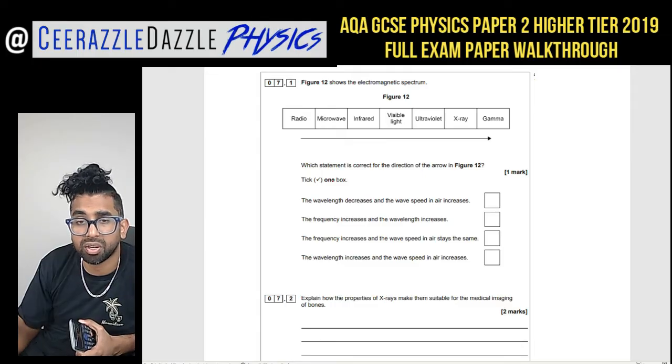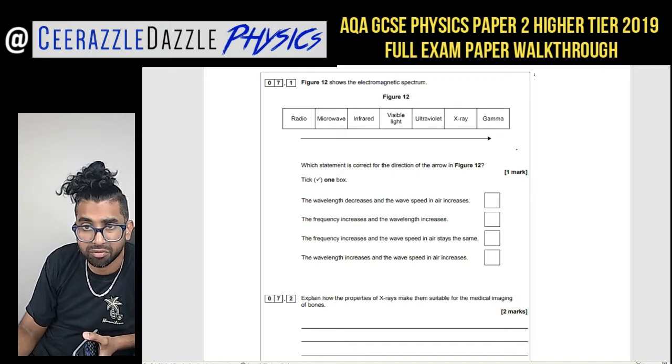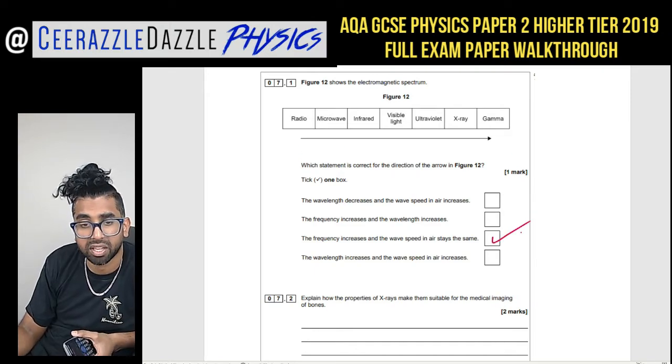7.1. Which one is the correct box? Hopefully you recognize that they all travel at the same speed because they're all electromagnetic waves. But obviously the frequency is increasing. So it's going to be this one over here.